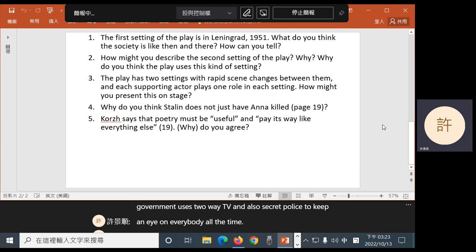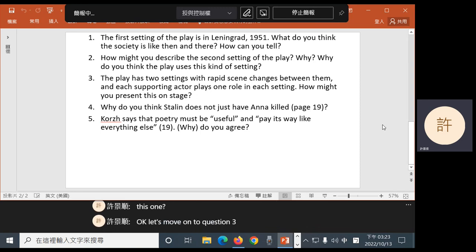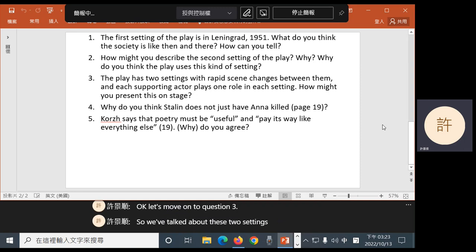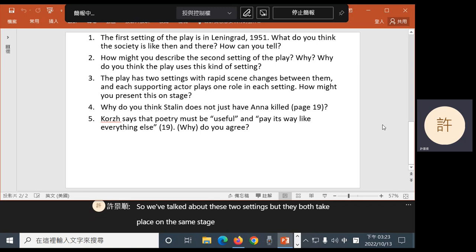Okay, thank you. Do you have other ideas or questions about this one? Okay, let's move on to question three. So we've talked about these two settings, but they both take place on the same stage in the same play, and often even using the same actors. So how would you do this? How would you create this kind of performance, group two?